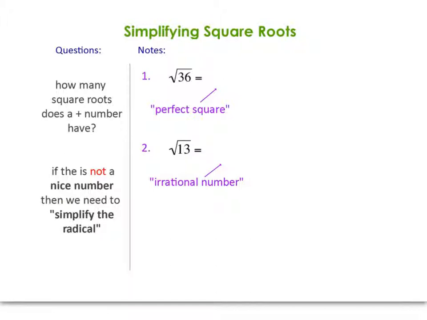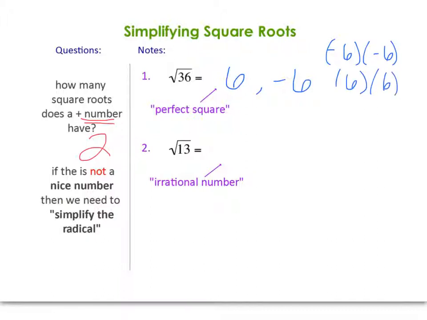So how many square roots does a positive number have? Well, we just said it would be 2. So if you do in your calculator, if you think in your head, the square root of 36, well, that would be positive 6 and negative 6, right? Because negative 6 times negative 6 equals 36, and 6 times 6 equals 36.